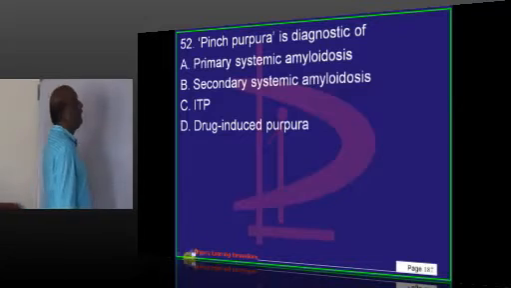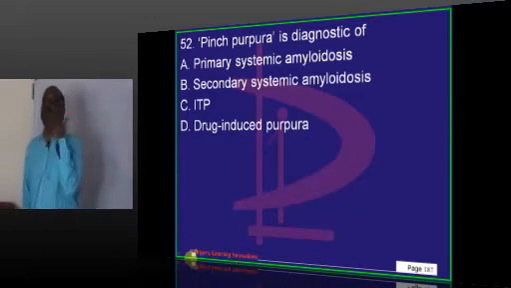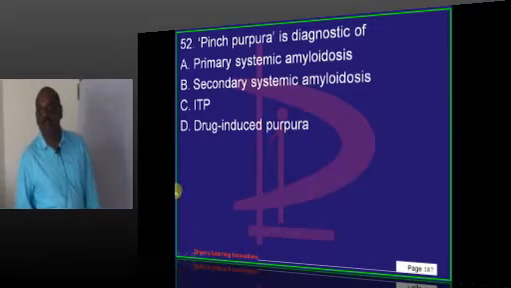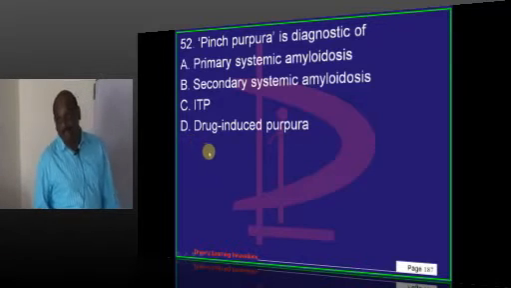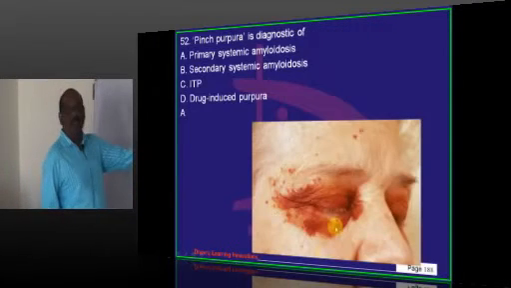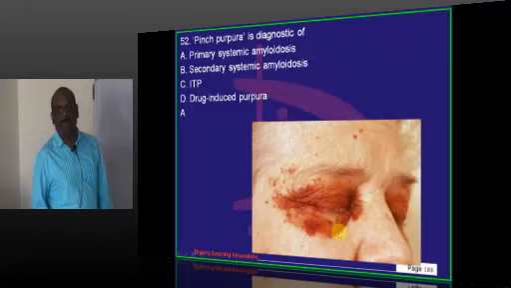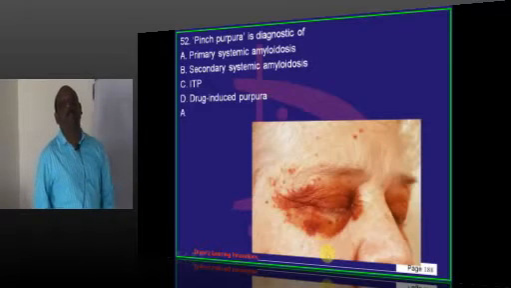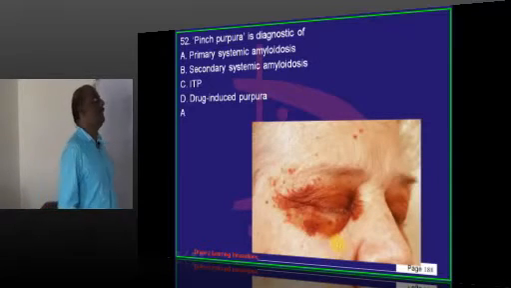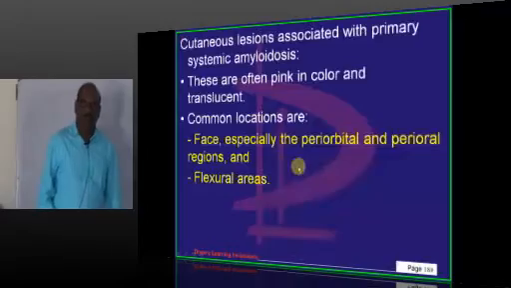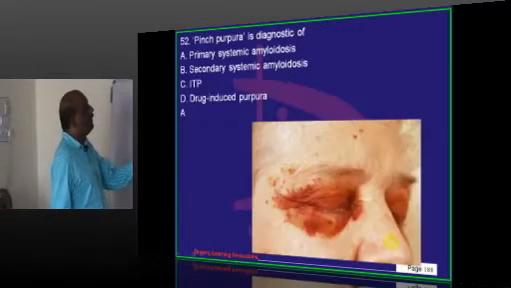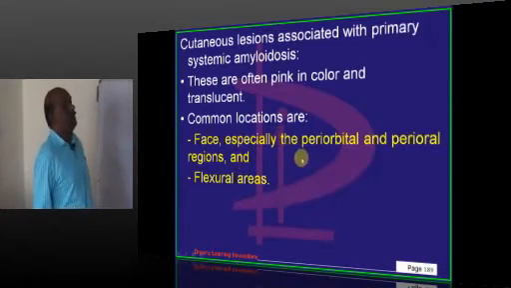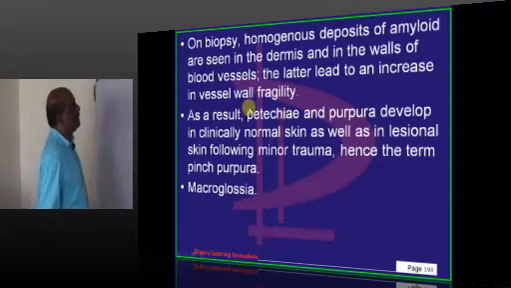Pinch purpura. If you pinch, purpura will develop. What is your answer? In primary systemic amyloidosis. This is a classical patient of pinch purpura. You pinch, you get a purpuric lesion, which you have to remember. On the face, especially the periorbital and perioral area, you have the pinch purpura of amyloidosis.